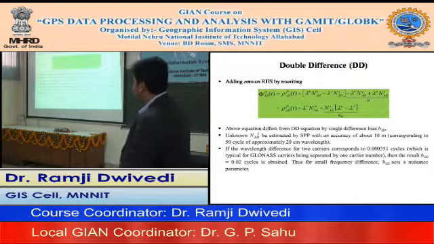Literature is available. If the wavelength difference for the two carriers corresponds to this, which is typical for GLONASS carriers being separated by one carrier number, then the bias results. This is pure literature, available; you can also find it if you are interested.